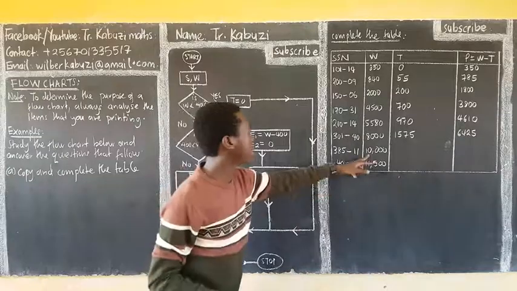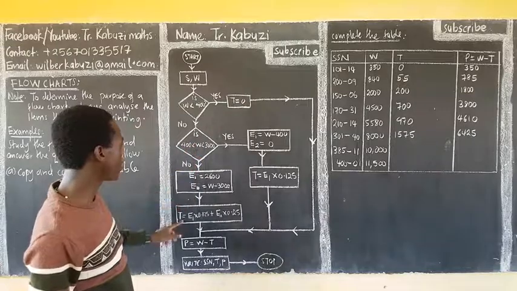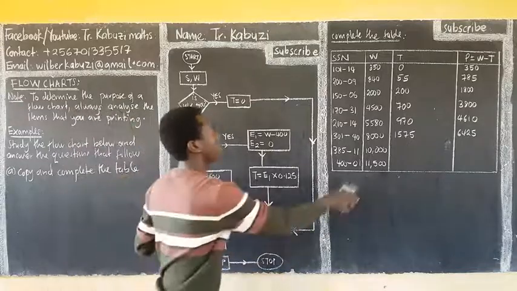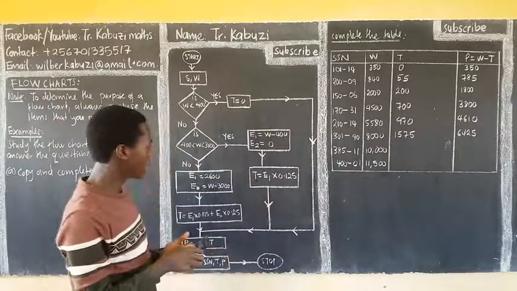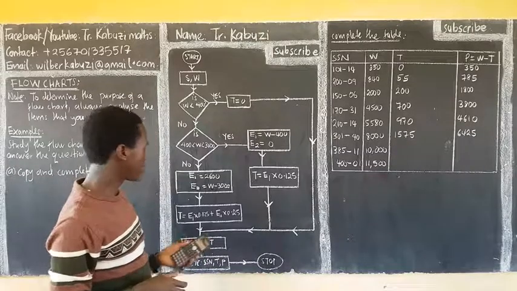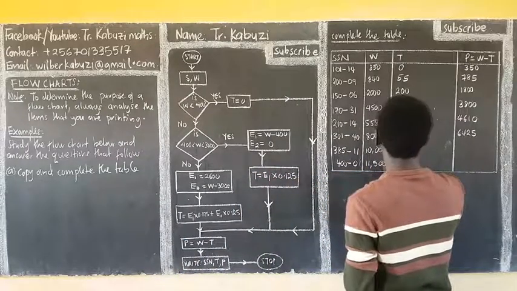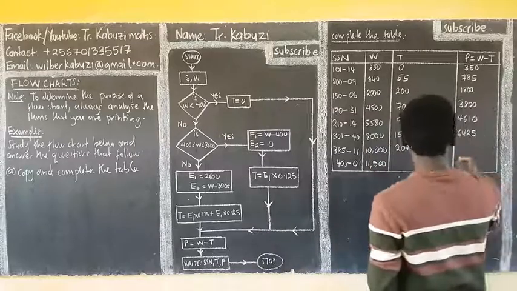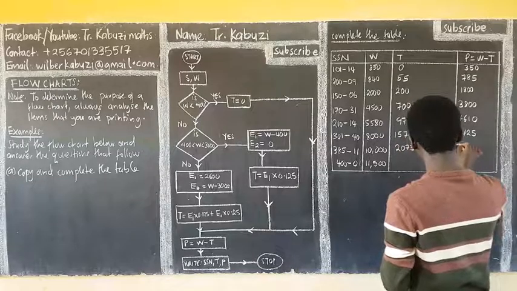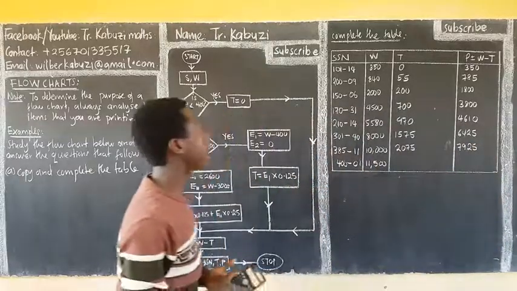Then I come to this, which is now my new W because it's not in this range. So it means that this is how I'm going to check the T. I'll get this times this, then E2, so this W minus 3,000, we get 7,000. The answer I'm getting is 2,075. Then when you subtract this from this, I'm getting 7,925.